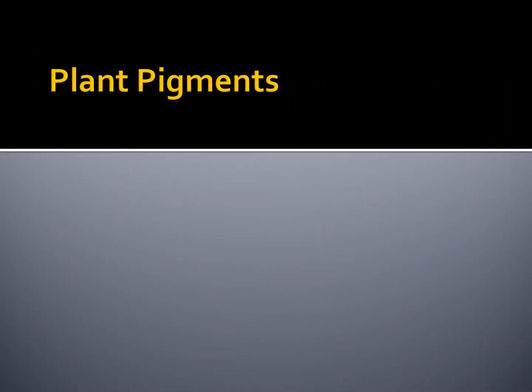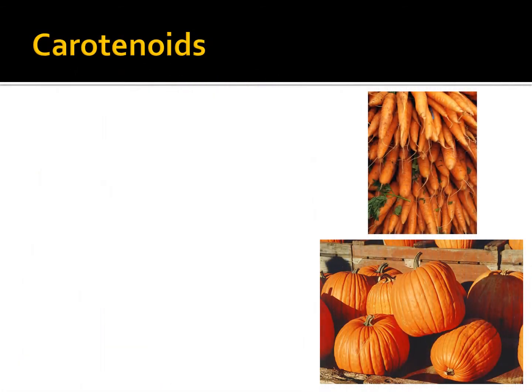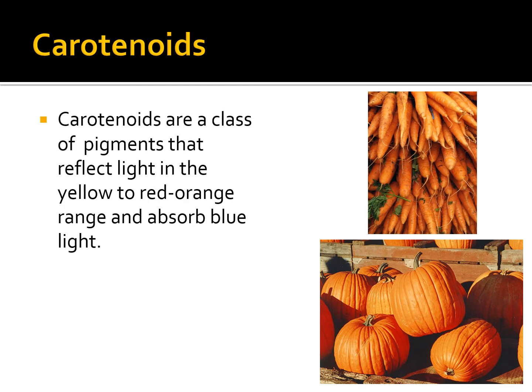Okay, let's talk a little bit about some of the plant pigments that plants make. We already know about chlorophyll, and we said that chlorophyll is a green-colored pigment that you find in leaves and stems. There's another class of pigments called the carotenoids. These are a class of pigments that reflect light in the yellow to red-orange range, and they absorb blue light. So to us, carotenoids are going to look either orange or yellow in color.